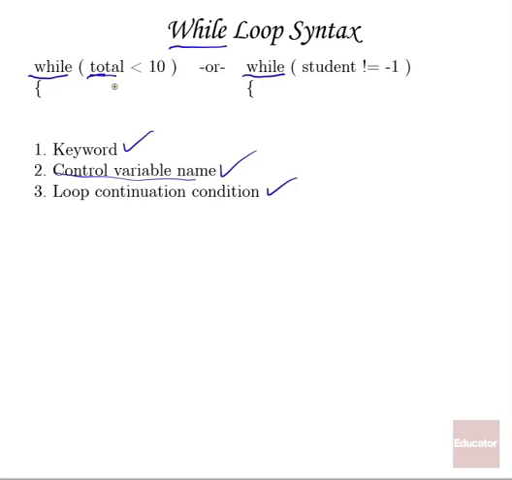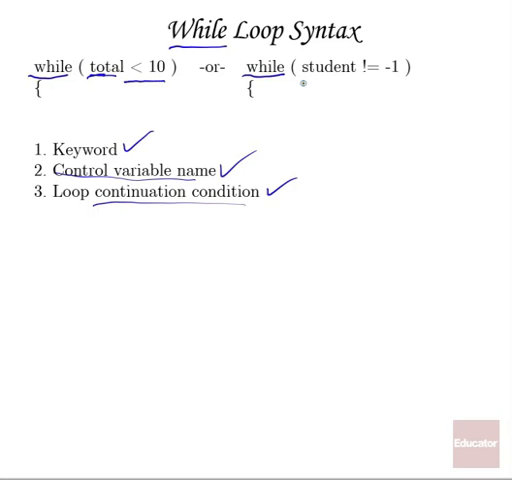The determination as to whether the loop will continue to run or not is determined by the continuation condition. And here, the continuation condition is less than 10. So we say, while the total is less than 10, keep the loop running. As soon as that total equals 10 or greater, then the loop stops.